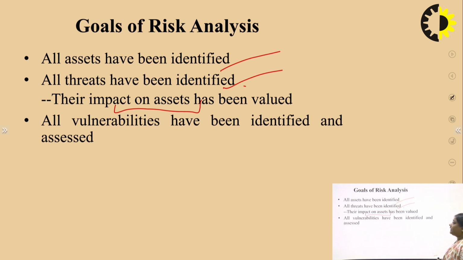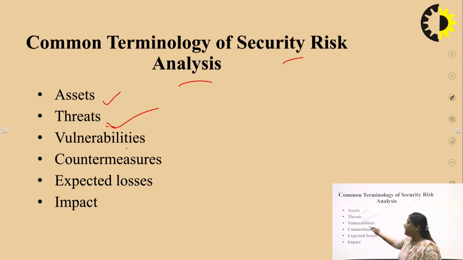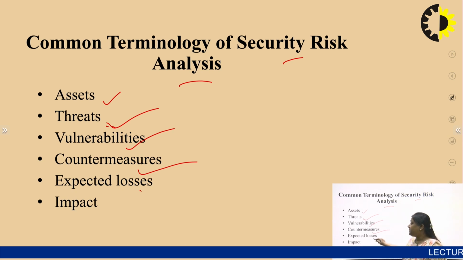All vulnerabilities and assets have to be identified. It is important that all the vulnerabilities and the likelihood of threats are assessed and identified, so it is also very important. Now there are some common terminologies associated with security risk analysis. First of all, as we already discussed, assets. Threats, we should know the meaning of these terms. Vulnerabilities, countermeasures that we require to implement security risk analysis, expected losses, and the impact.